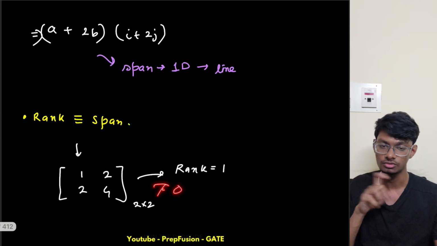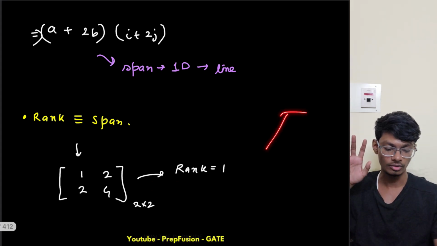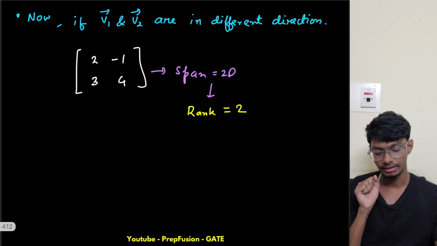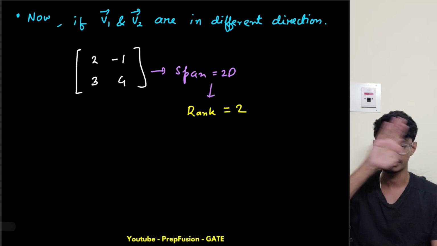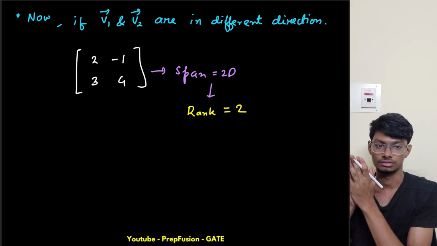So here the area is 0. Definitely the rank can't be 2. It will be something less than 2, because I am not covering any area, right? And here I am covering some area, so definitely it covers the 2D span. So yeah, that was basically for determinant and span.